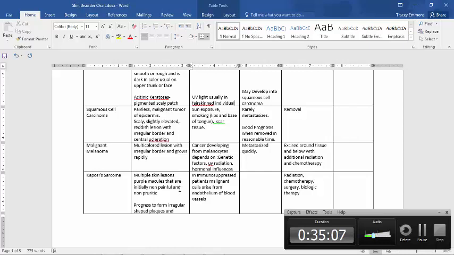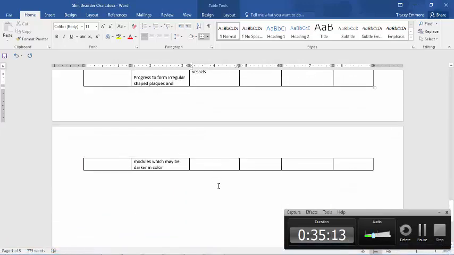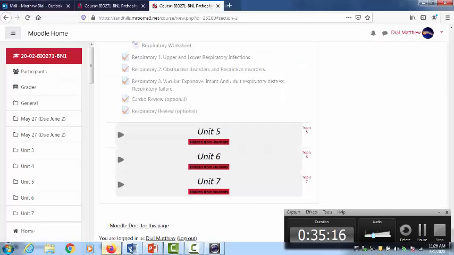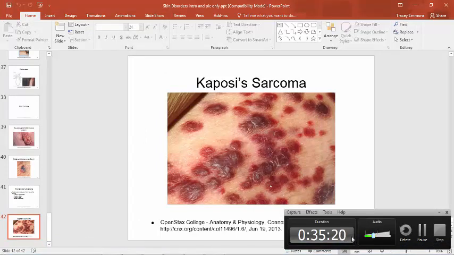It has to be treated with radiation, chemotherapy, surgery, and biological therapy. And so that's our last one. All right, so let's see. That's it. So let's stop right here.